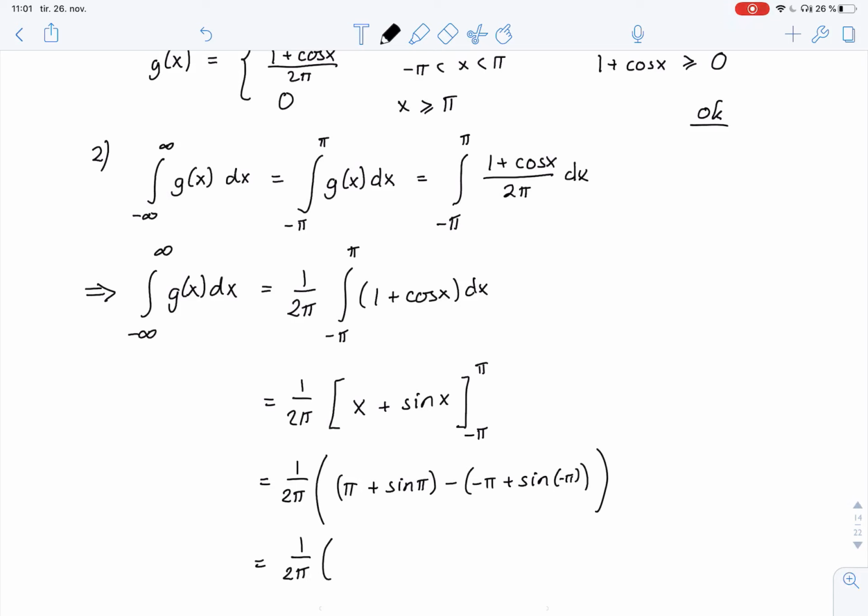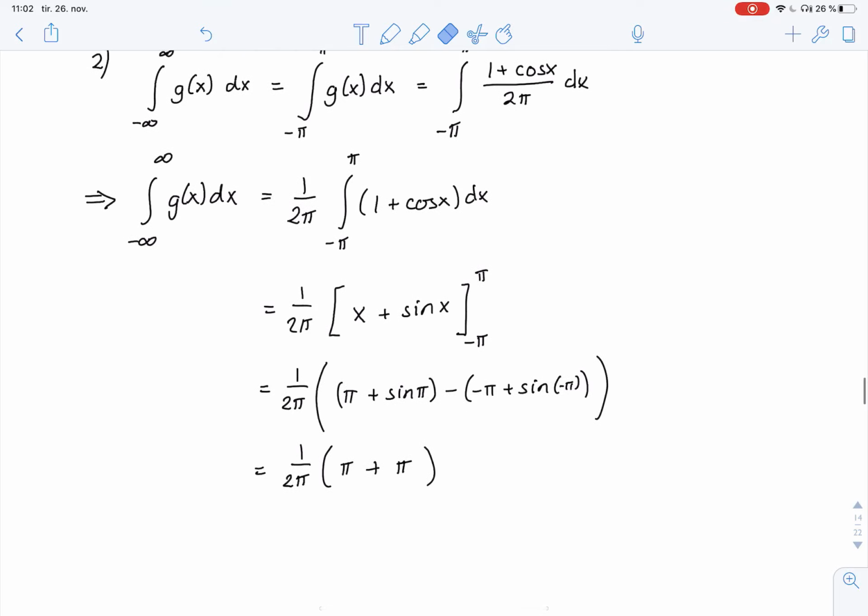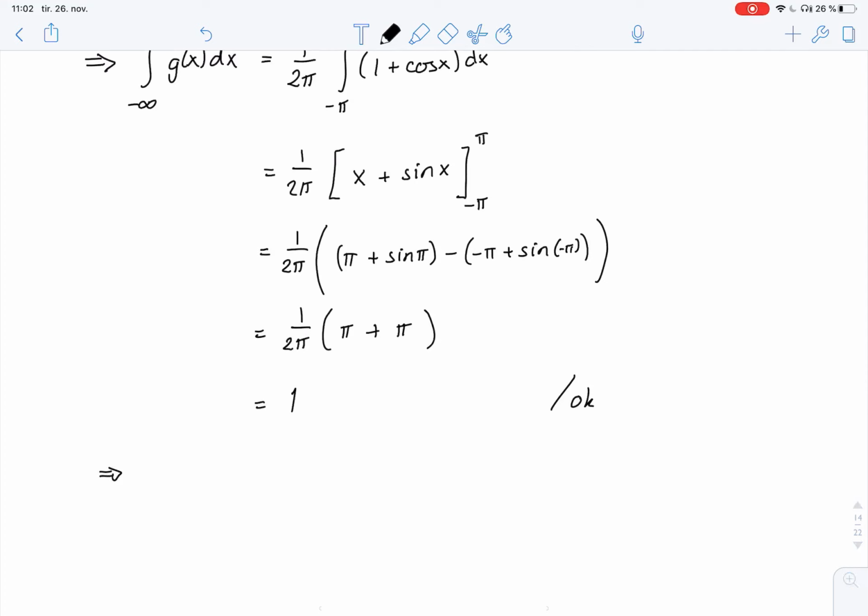So here the pi we keep, the sine of pi equals 0. Here we have a minus and a minus, so we get plus pi, and the sine of minus pi also equals 0. So that would be pi plus pi, so we get 1 here. So this one is also okay. This makes the conclusion that g of x is a valid PDF, short for probability density function.